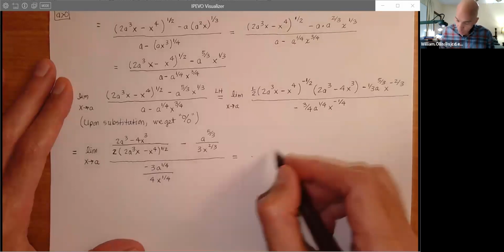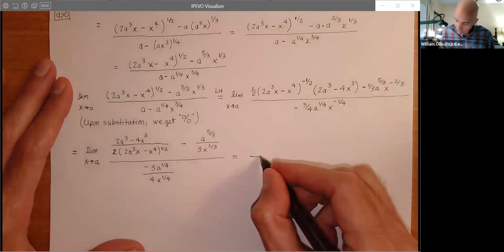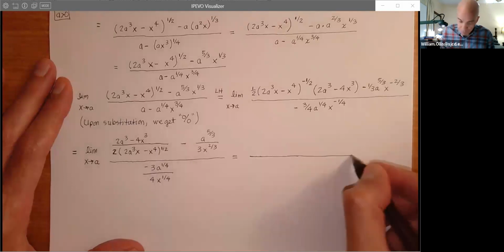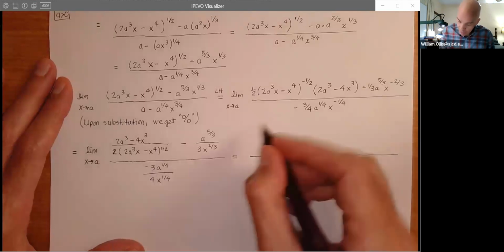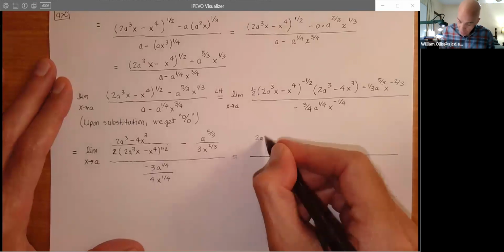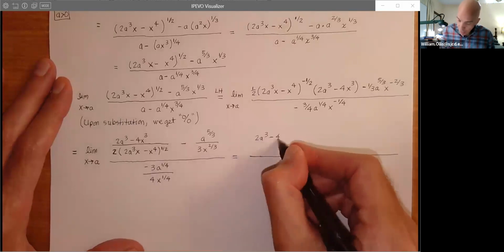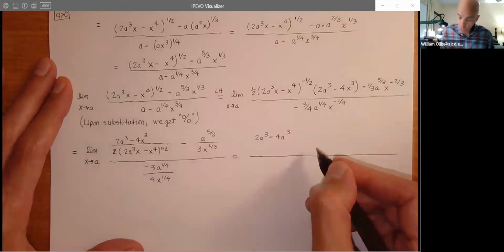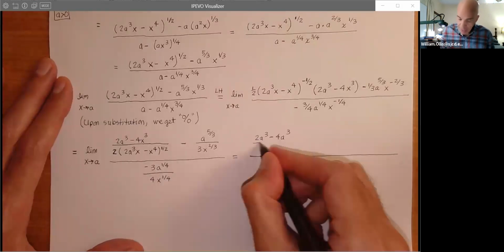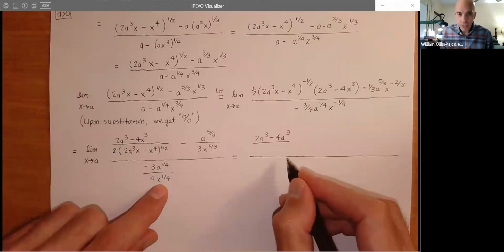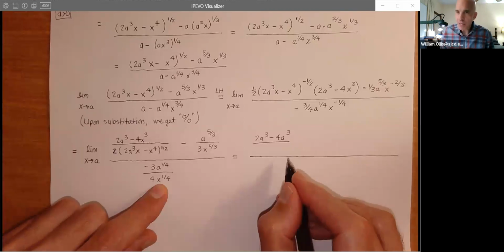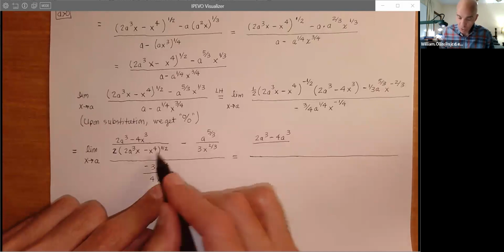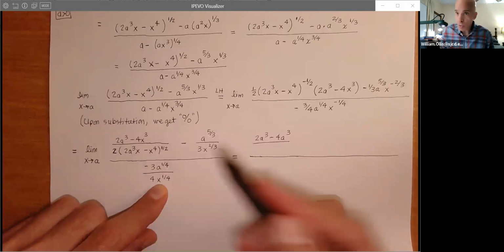So let's draw the fraction bar, and go ahead and have something to work with. So we have 2a cubed minus 4a cubed, just direct substitution. Again, like I said before, once you look here, there's no problem with division by 0, so you have the continuity. And we don't have any radicals up here that are going to give us any issues, so we're okay.